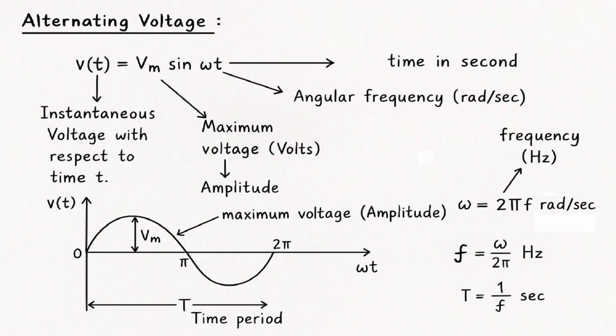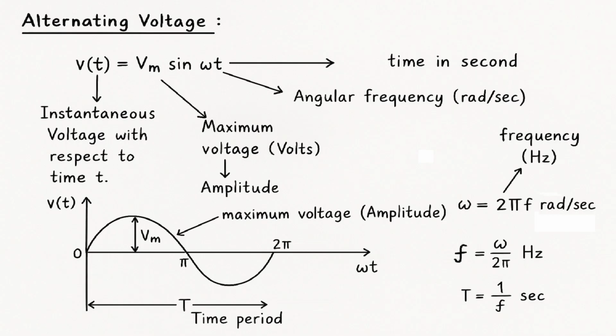Let's start with the left side, v(t). The lowercase v stands for voltage. The letter t inside the parentheses stands for time. So, v(t) is pronounced v of t, and it means the voltage at a specific time, t. This is called the instantaneous voltage.